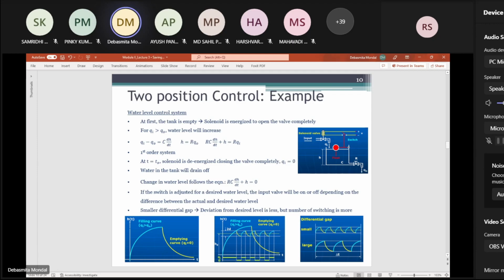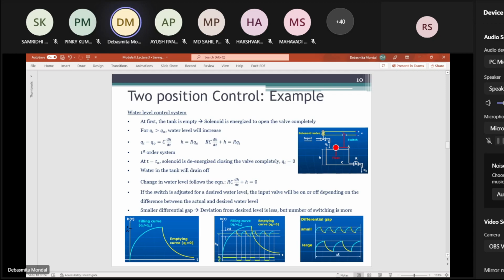The moment it reaches this value, let's say H, which is the desired value, the input Qi becomes equal to 0, and slowly the water level starts reducing. This also follows an exponential curve, and it will keep on decreasing like this.